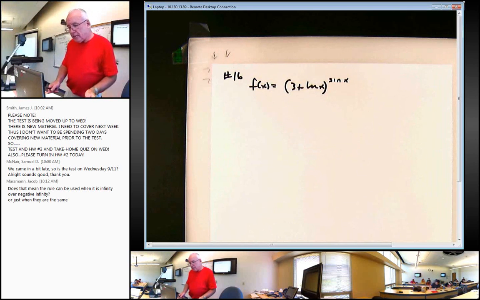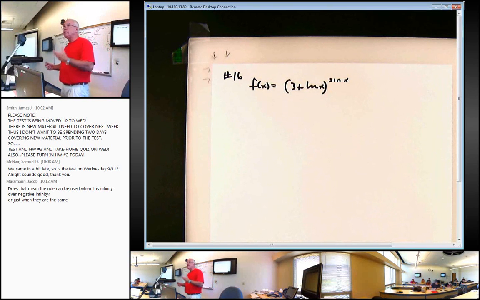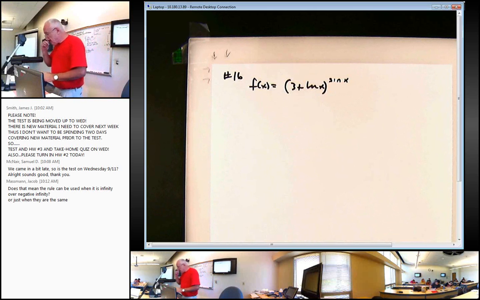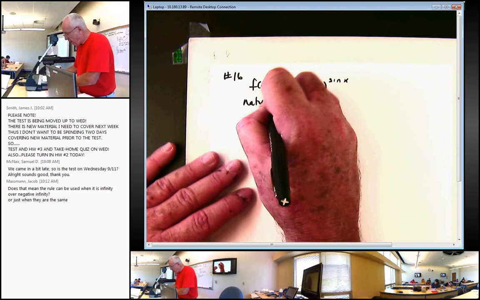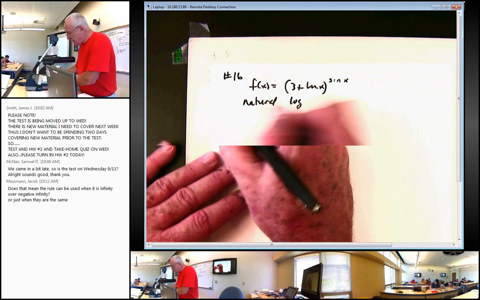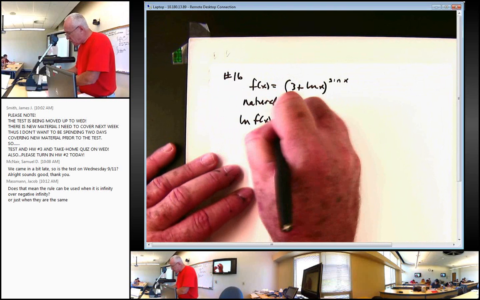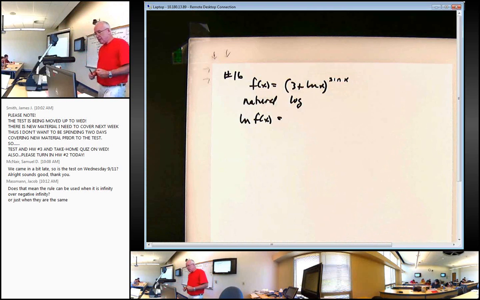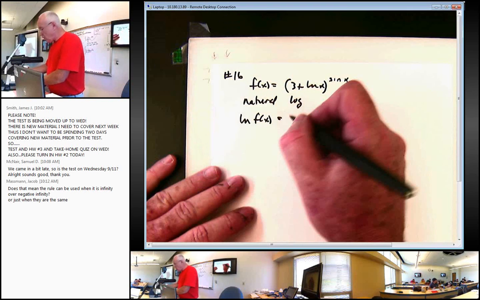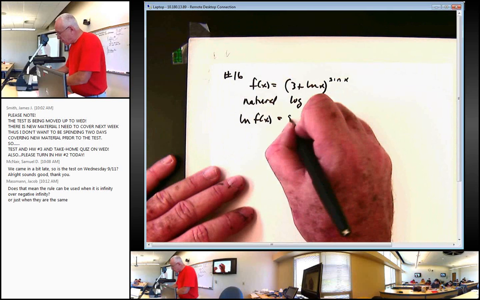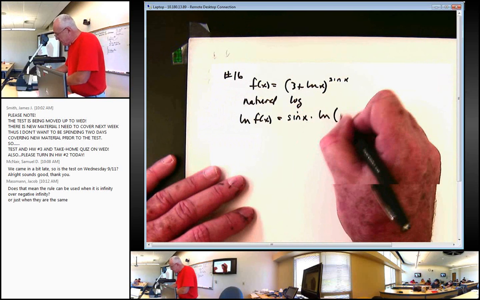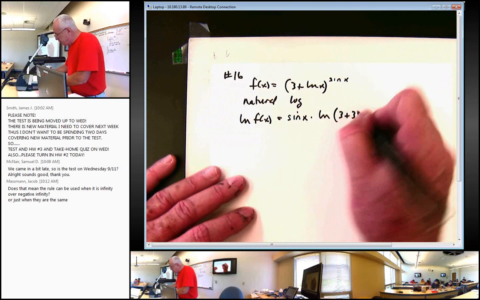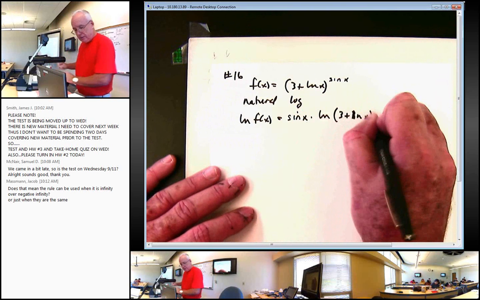And on the test, you will be told or hinted at that you should use logarithmic differentiation, all right? So the thing is, let's do the natural log of both sides. So we have ln of f of x on the left side. And then using the log rules, I'm just going to do this in one fell swoop. We bring down our sine of x times the natural log of 3 plus the ln of x. Okay?